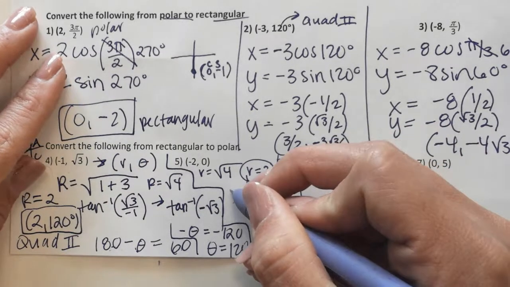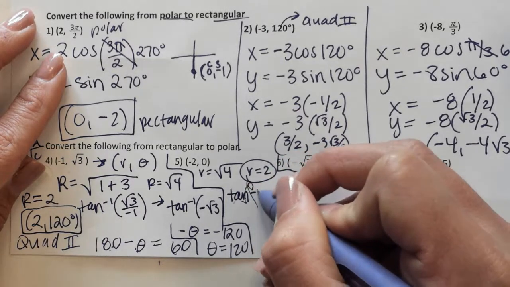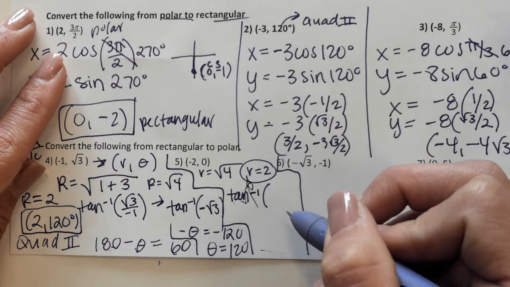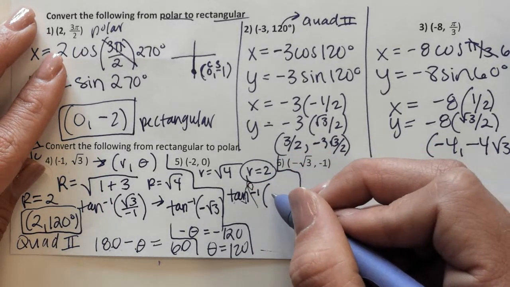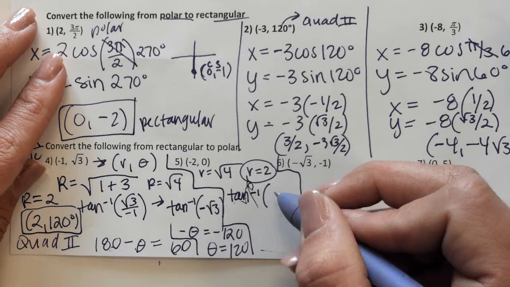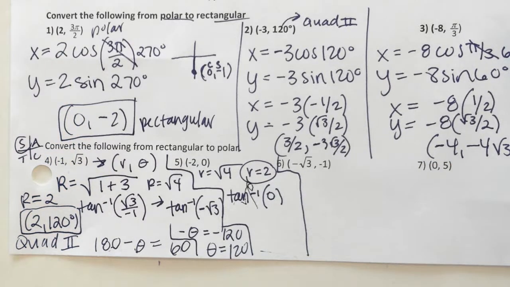Alright, now we're going to type in our calculator tan inverse of what over what? 0 over, which is just good. So type that in. Tan inverse of 0. Actually, we didn't have to do that on this one. I'll explain why.